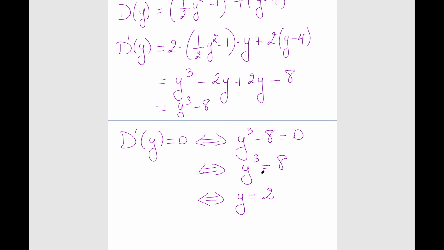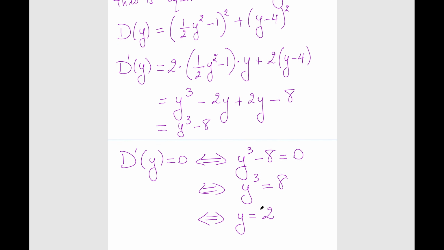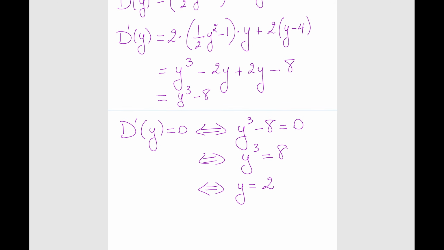Correct. The other two roots are complex, so we're just dealing with the reals here. Okay. All right, so y is 2. By the way, how do you graph y equals y cubed minus 8? How do you graph this function, the cube function minus 8? Well, the cube function minus 8 is the cube function shifted down by 8, right? So it's the cube function shifted down by 8.